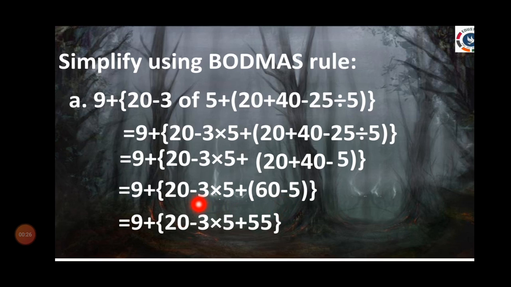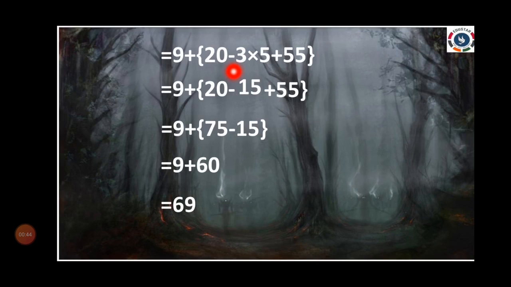So inside the curly bracket, what are the symbols we are having? Minus, into, plus. So among the three, which one gets first preference here? Multiplication. So you multiply these two values first. Write the remaining things. So 9 plus 20 minus 3 into 5, what is that? 15 you write. Plus 55.